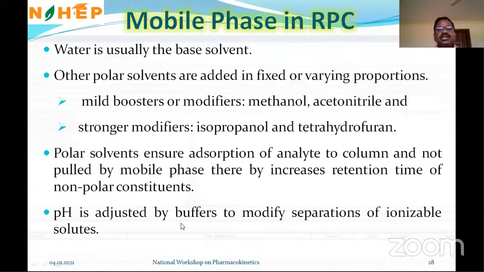So here pH is adjusted by buffers to modify separation of ionizable solutes. So I already told you ionization will have an effect on polarity. So non-ionized will have more affinity to the non-polar stationary phase, whereas the ionized will have more affinity to the mobile phase. So by adjusting the pH, we can change the sample constituents into non-polar or polar.